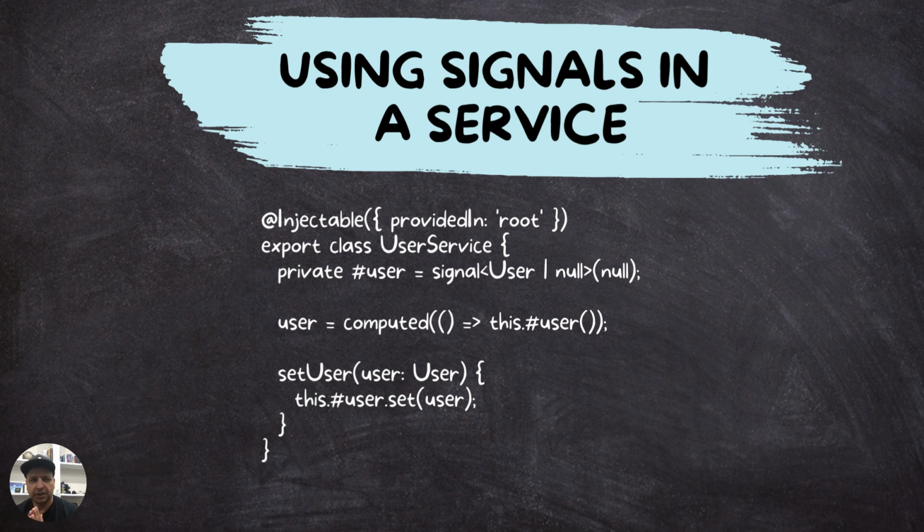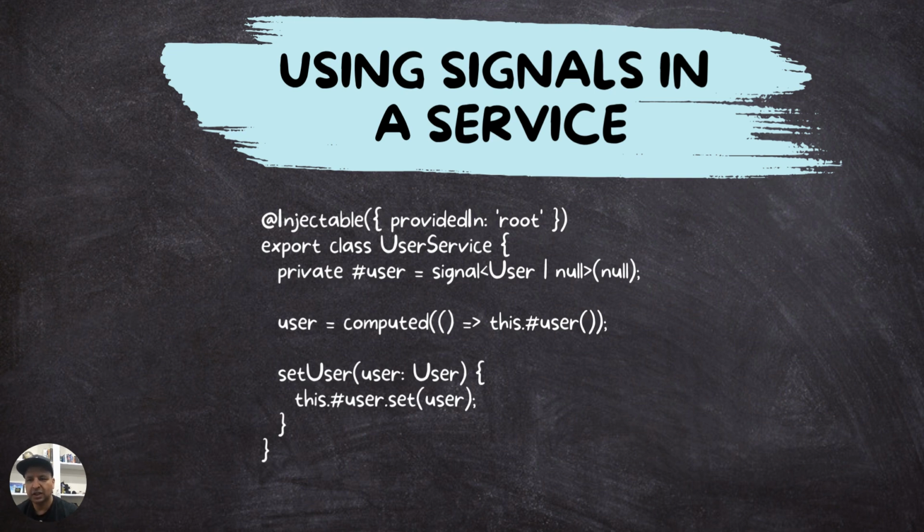So a common question is, can we use signals in services like we do with the behavior subject? And yes, absolutely, you can do that. So here is a user service holding the current logged in user. So user here is private. It's the actual signal holding the state. And we expose a read-only computed signal user. So components can read it reactively, but not mutate it directly.